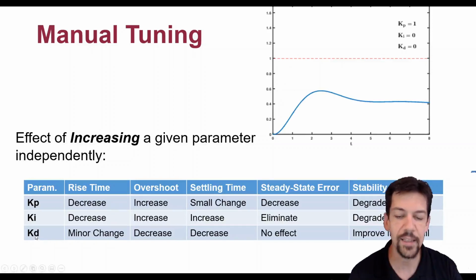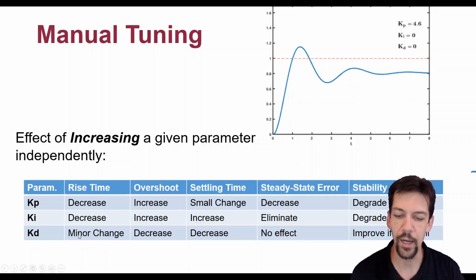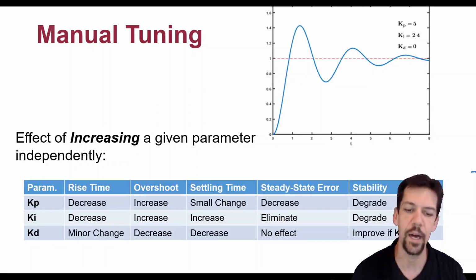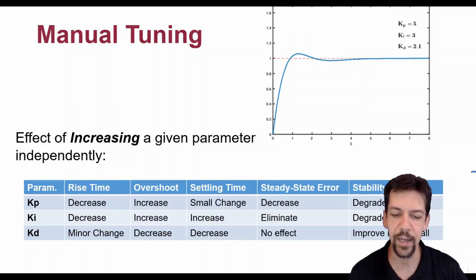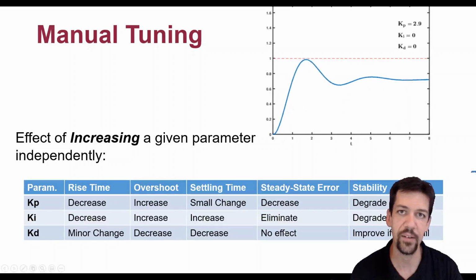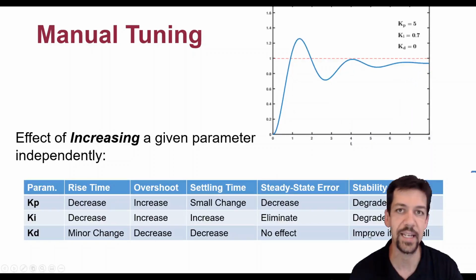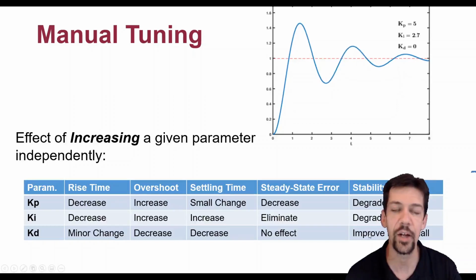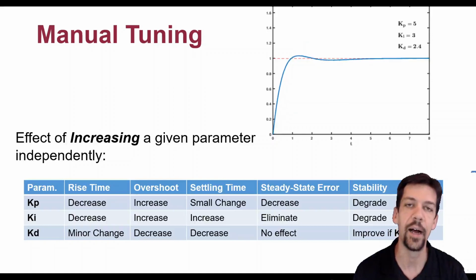The Kd, the differential constant, doesn't really change the rise time because it's only concerned about the delta error. It can decrease the overshoot. It can help bring down the overshoot. It'll decrease the settling time, which is really good. That's what we want. It doesn't really have an effect on steady state error, and the stability can improve if Kd is small. If it's large, then it can cause it to go swinging out of control because you're amplifying the change in error as it goes.